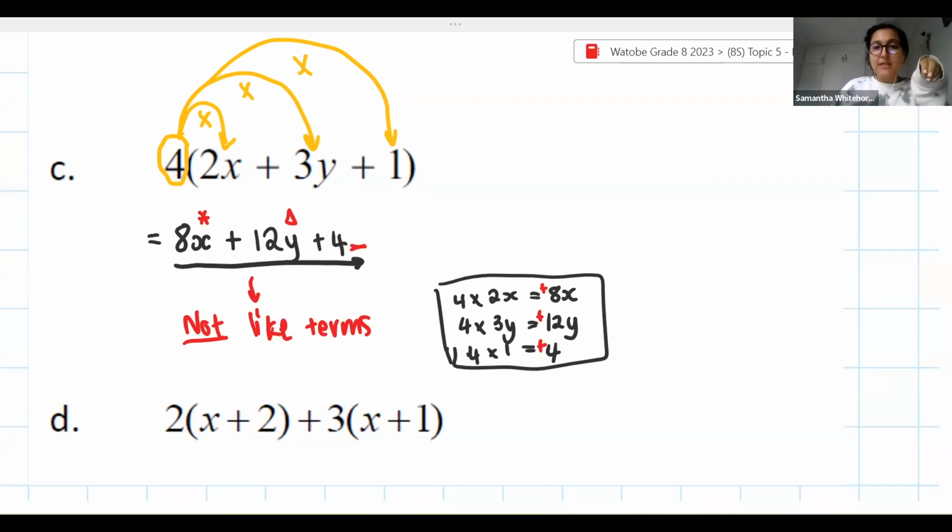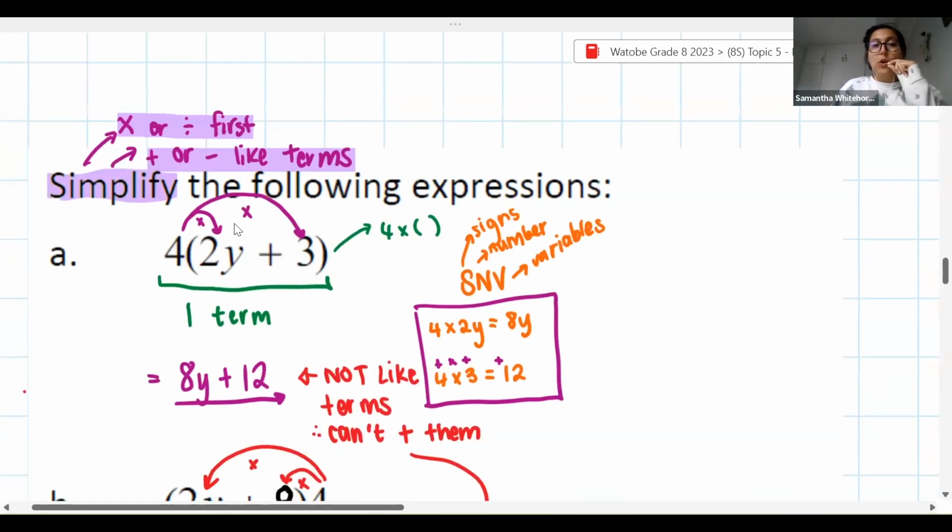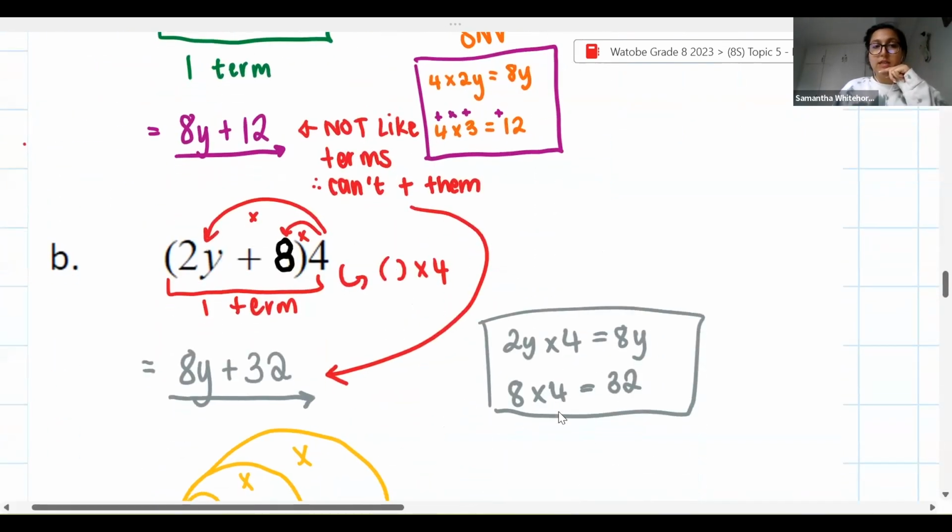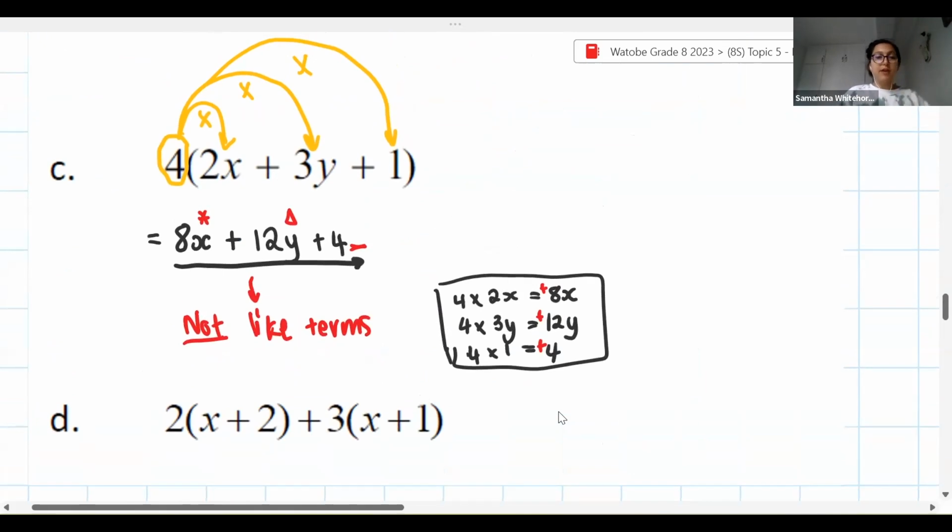All right, what I am going to say for D is please remember, I'm going to scroll up here quickly. We always want to check if we could add or subtract like terms. That's very important. If you don't add or subtract like terms, then you have not fully simplified.